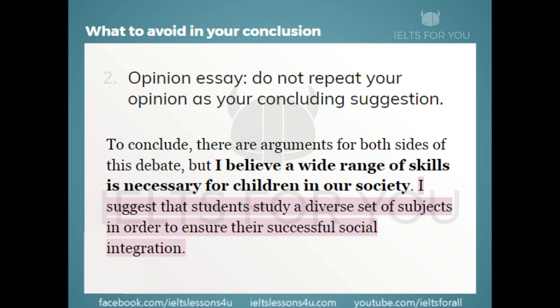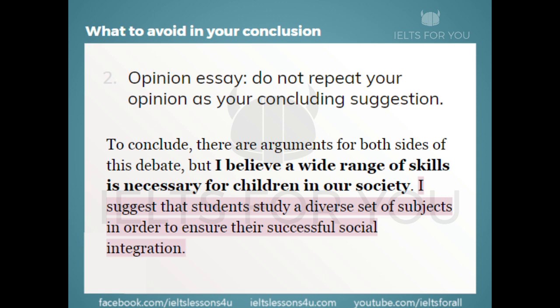There's our opinion in our summary here. You can see that this essay was a discuss both sides and state your opinion essay. There are arguments for both sides, but my opinion is, I believe a wide range of skills is necessary. But now look at my concluding suggestion here. I suggest that students study a diverse set of subjects in order to ensure their successful social integration. It's basically the same as your opinion, isn't it? The suggestion here is not different enough from our general opinion. So again, we have the problem of repeating. The final sentence is just repeating the summary, which is a problem.